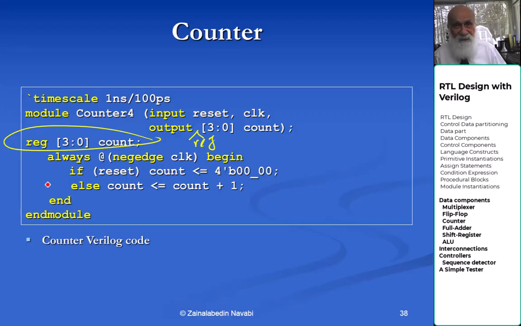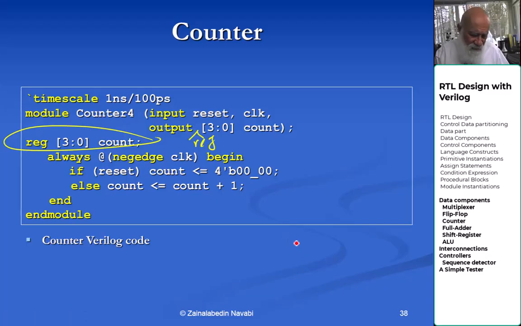An always statement runs forever. It waits for sensitivity, so it waits for, in this particular case, the negative edge of the clock. Once it finds the negative edge of the clock, flow begins. As soon as the flow begins, it looks at reset. If reset is active, meaning 1, then it puts 4 zeros inside the counter.